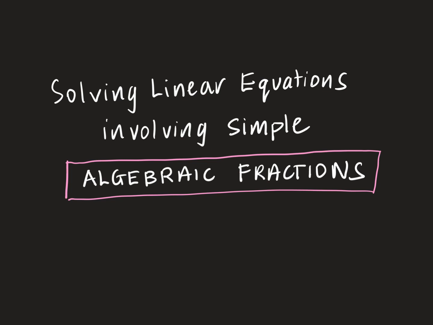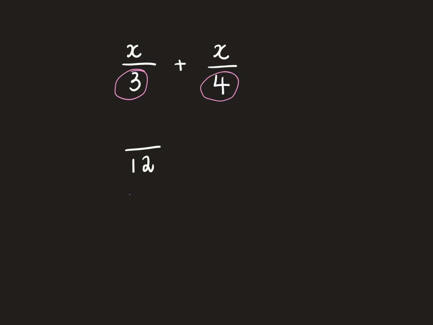Hi everybody, in this video I'm going to show you how you can solve linear equations that involve simple algebraic fractions. In a previous video I explained how you can simplify this expression x over 3 plus x over 4. What we need to find is a common denominator between thirds and quarters. I can do that by multiplying them together. 3 times 4 is equal to 12. So our new denominator will be twelfths.